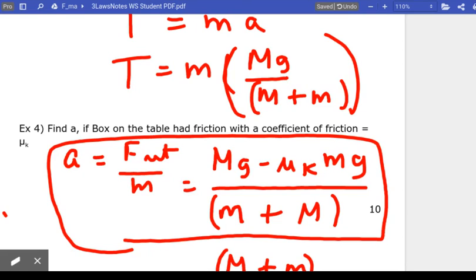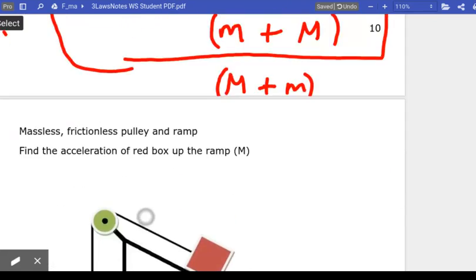It is the hanging Mg clockwise force minus the friction counterclockwise force. What are those two forces accelerating? Those two competing forces are accelerating both the little m and the big M. And that's all we'll do today.